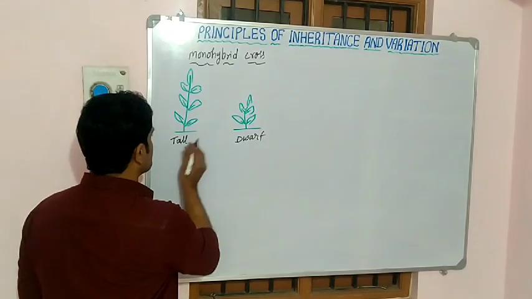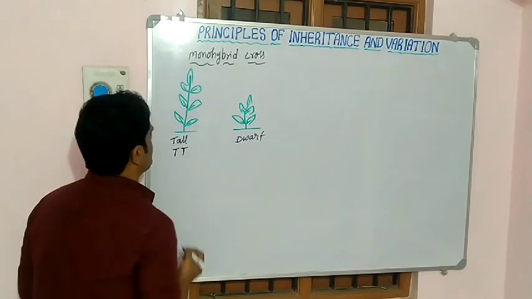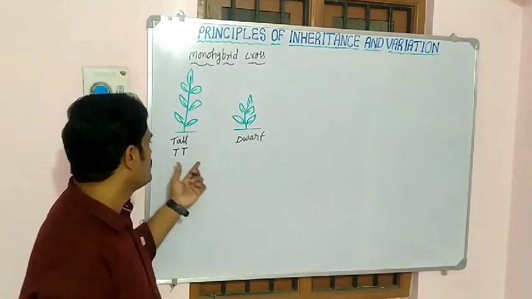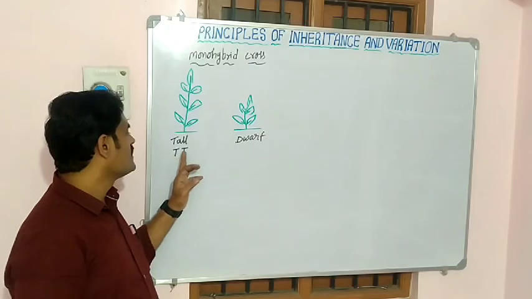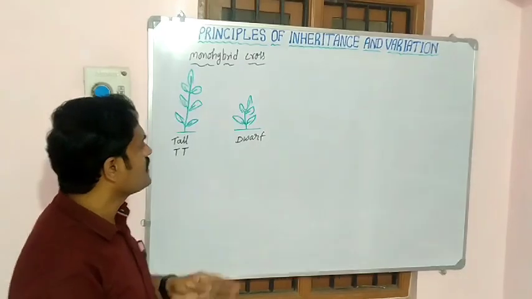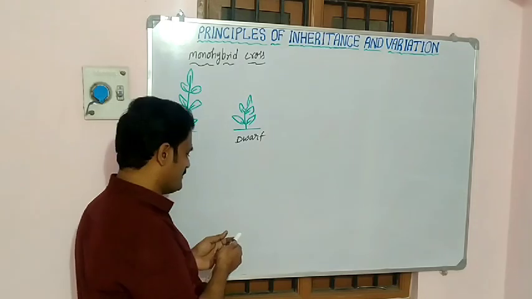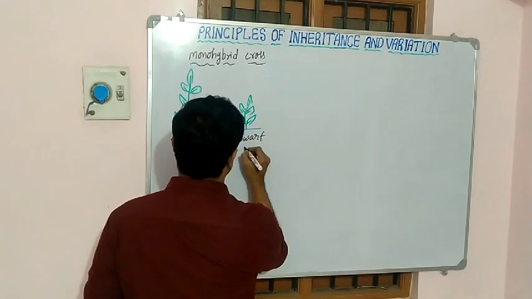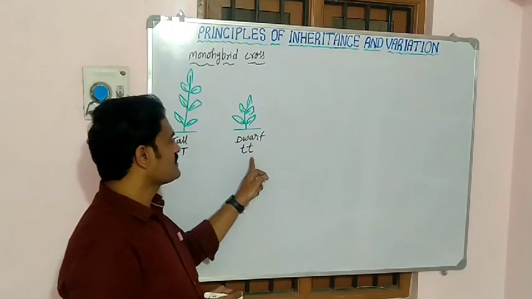So the tall plant is a homozygous tall plant. Remember, homozygous means what kind of genes are present here? Capital T, capital T. Remember, genes are always present as pairs, not single. For that reason, I will write here capital T and capital T. These are the traits or alleles or genes present in the homozygous tall. Then the homozygous dwarf is also pure dwarf. So what kind of genes are present here? Small t, small t. So these are the genes present.